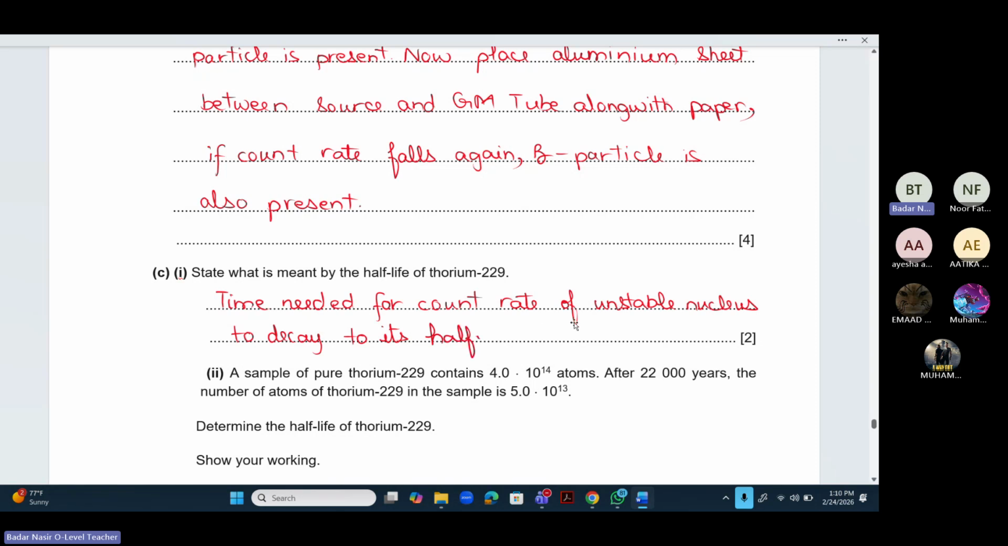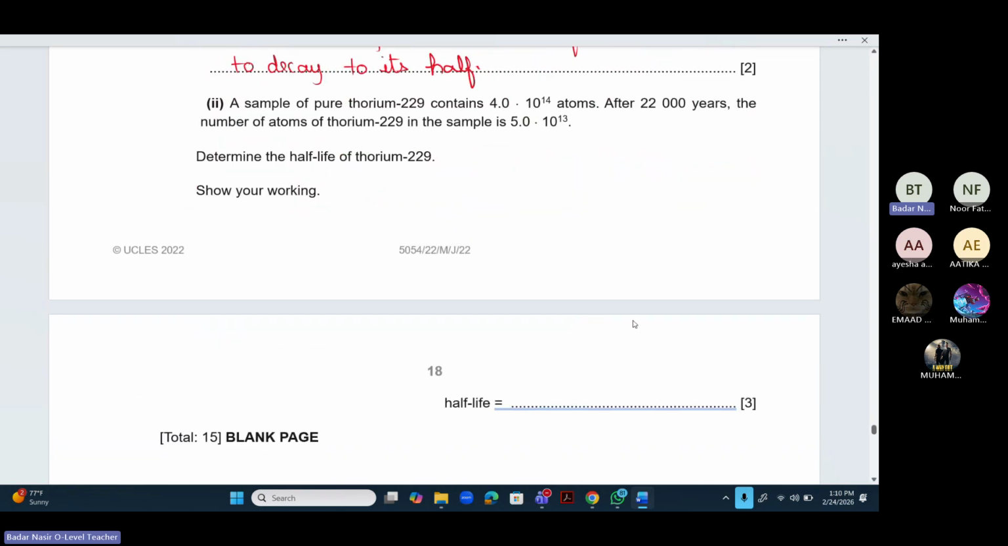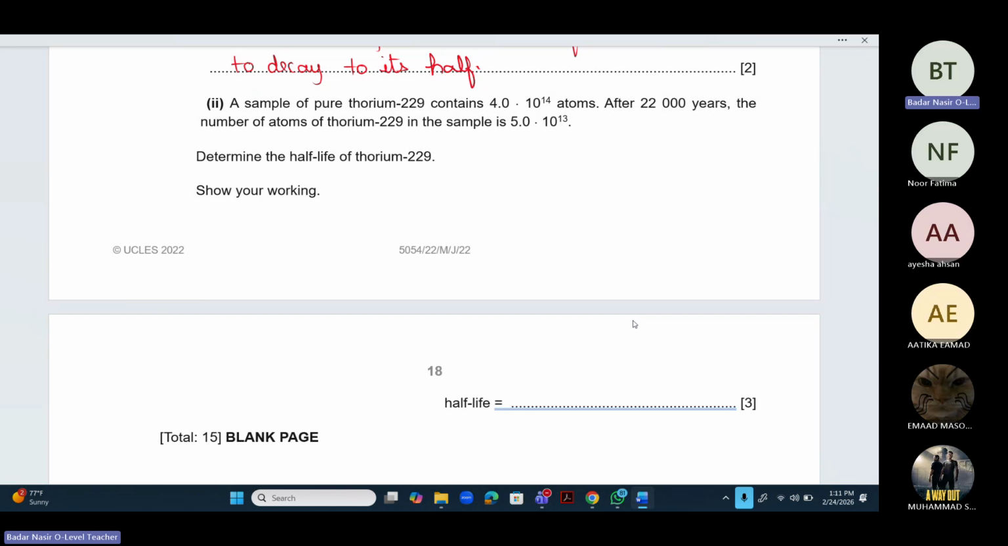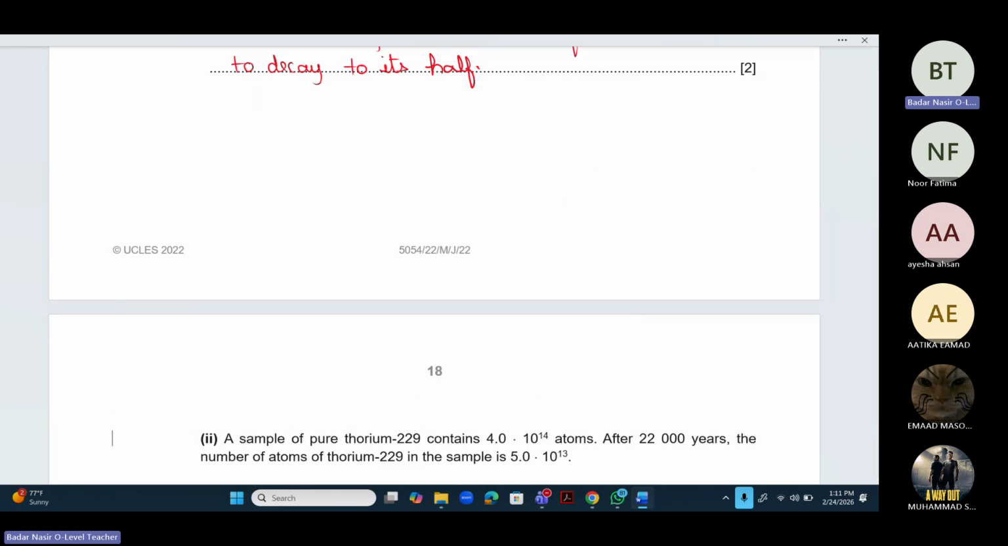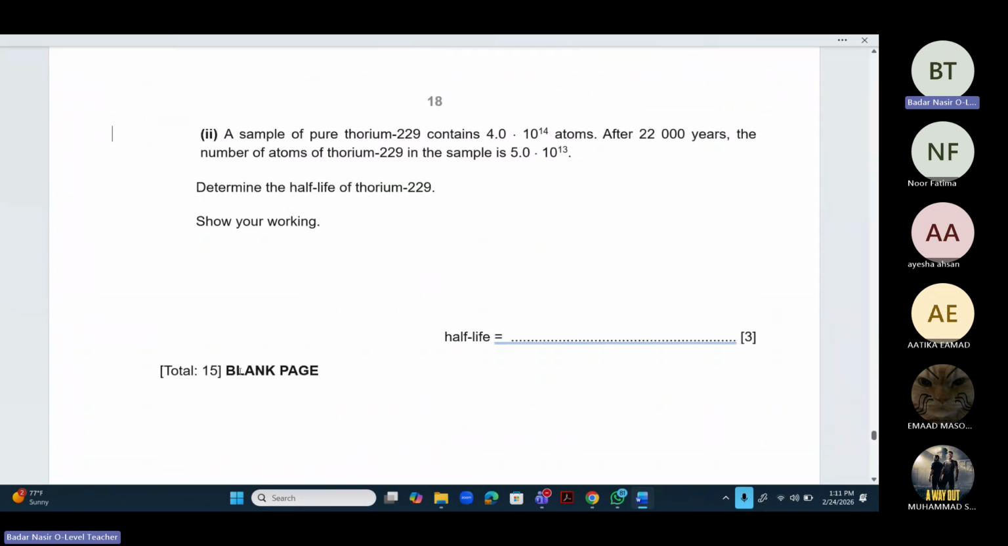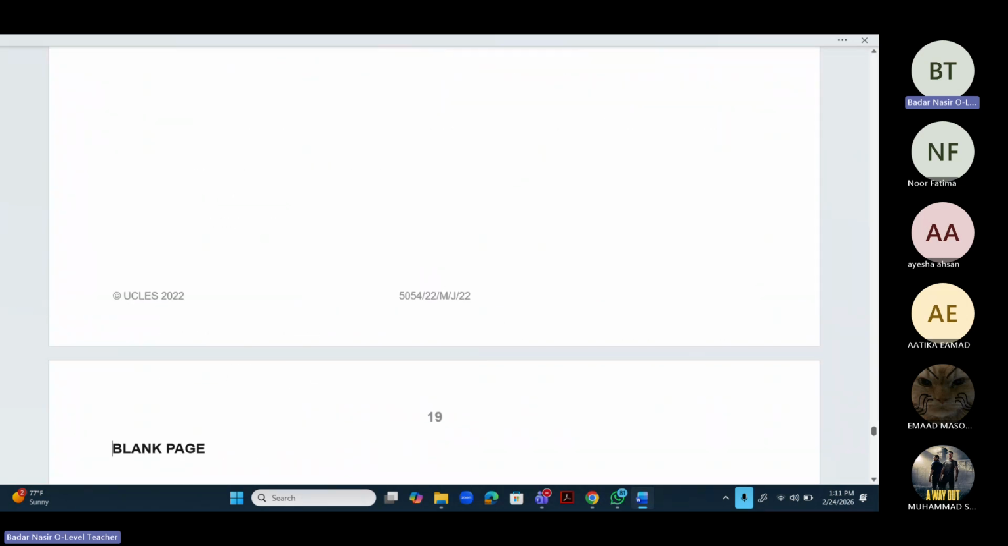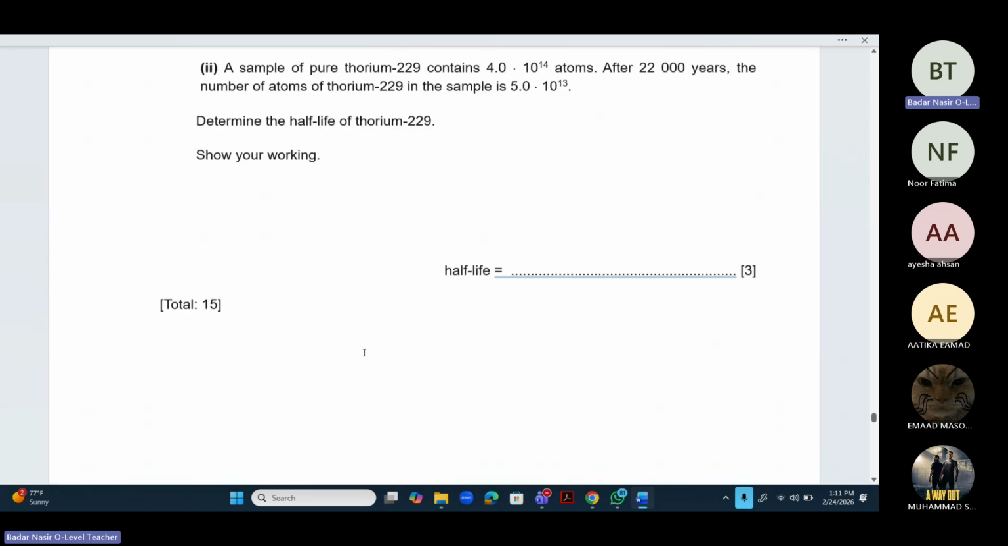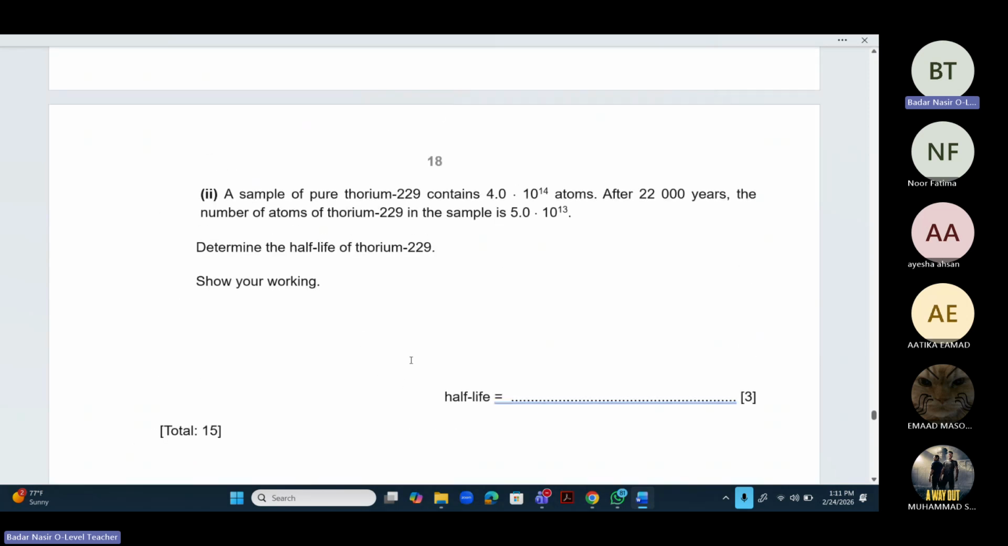Okay, a sample of pure thorium-229 contains 4 into 10 raised to the power of 14 atoms. After 22,000 years, the number of atoms of thorium-229 in the sample is this. Determine the half-life of thorium-229. Okay, so in order to calculate the half-life, either you can use the way I told you people earlier.